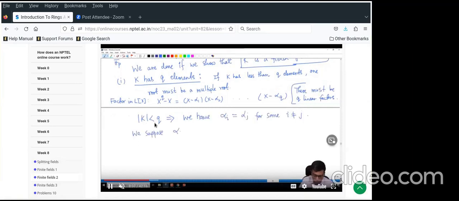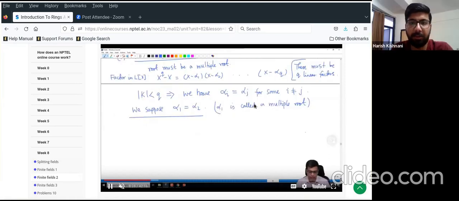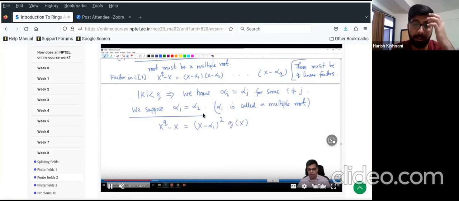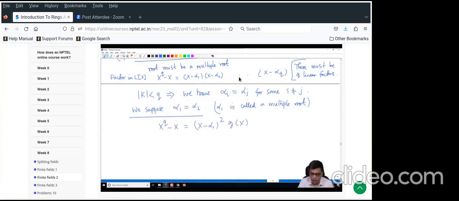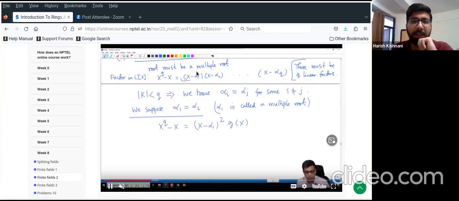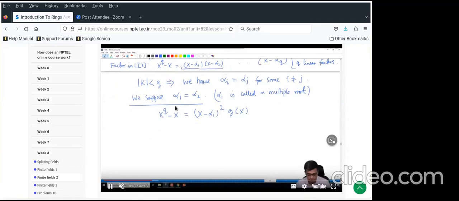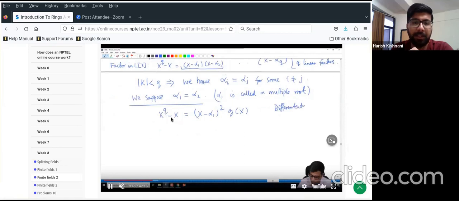Now mod of k is less than q. Then we have any two roots to be same. Now we assume, without loss of generality, that alpha 1 is same as alpha 2. If you have any other repetition, then you can just take it in the beginning, and without loss of generality, consider them as your alpha 1 and alpha 2. So x^q minus x is now (x minus alpha) squared times g(x).